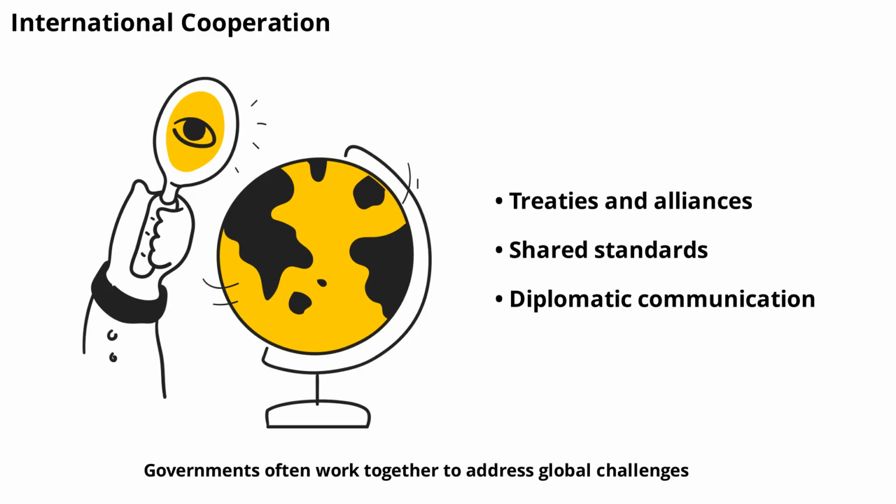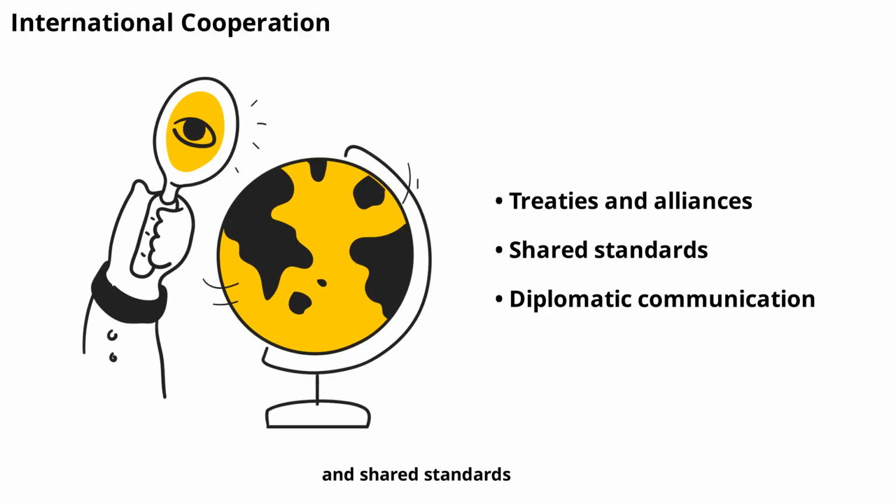Governments often work together to address global challenges. International cooperation involves treaties, alliances, and shared standards. Maintaining these relationships requires diplomacy, regular communication, and mutual respect. This helps governments tackle issues like security, trade, and climate change more effectively.